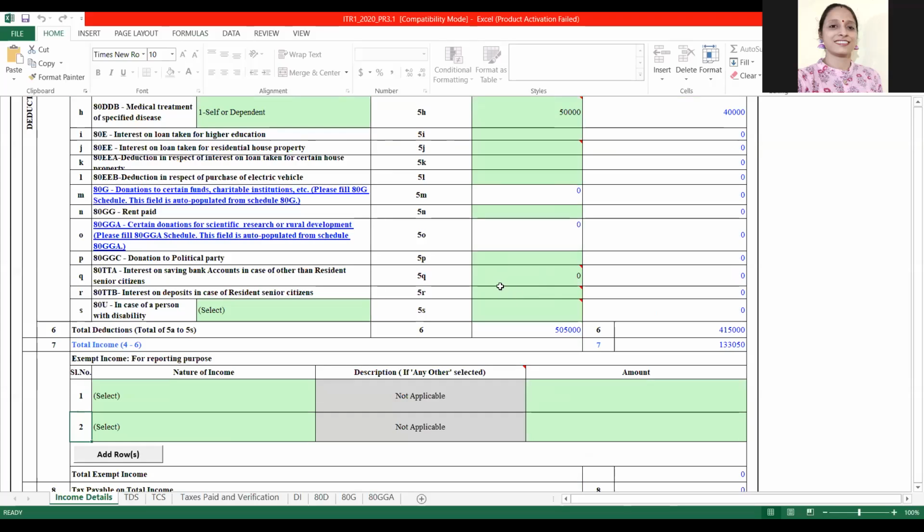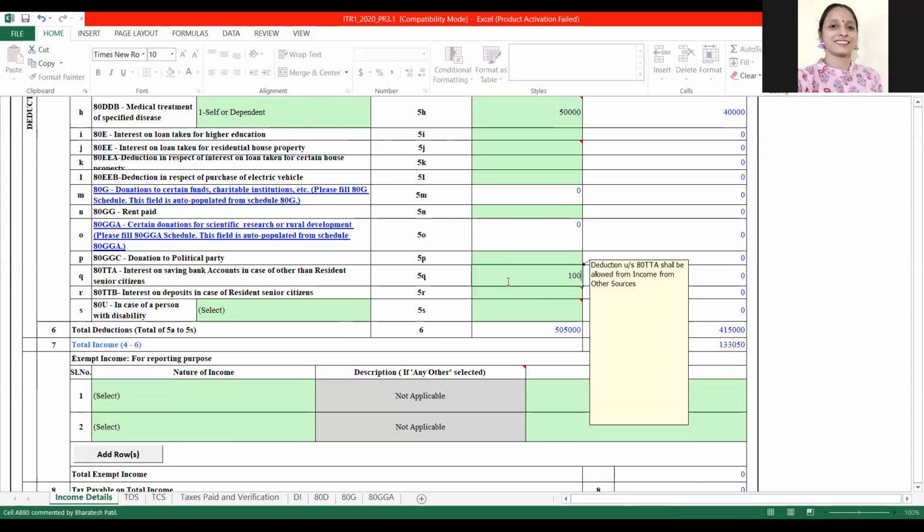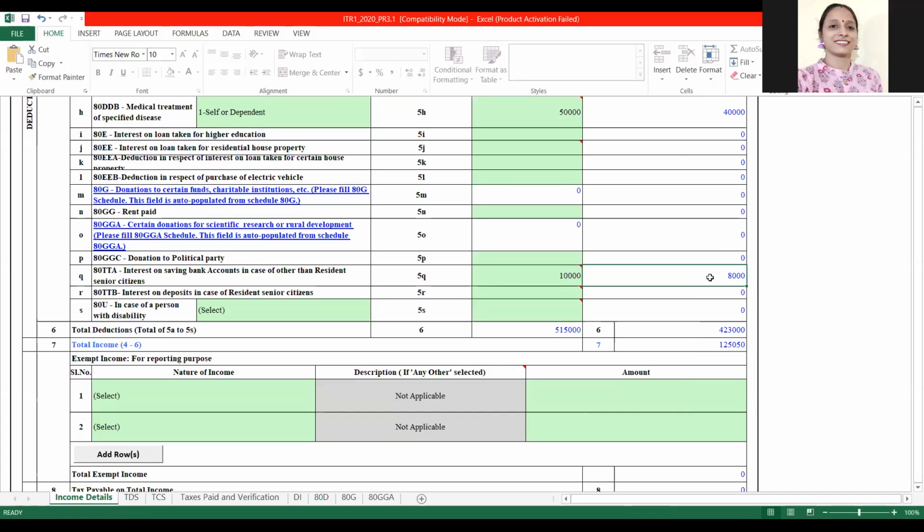Now, say for example, here I try to put the amount of rupees 10,000. I'm doing the cheating. I'm showing the income of 8,000. I'm claiming the deduction of 10,000. Now let us see what happens. See here, this form is so smart. It is taking 8,000 only, because 8,000 is the amount of interest received which I have shown. So I cannot claim anything more than that.